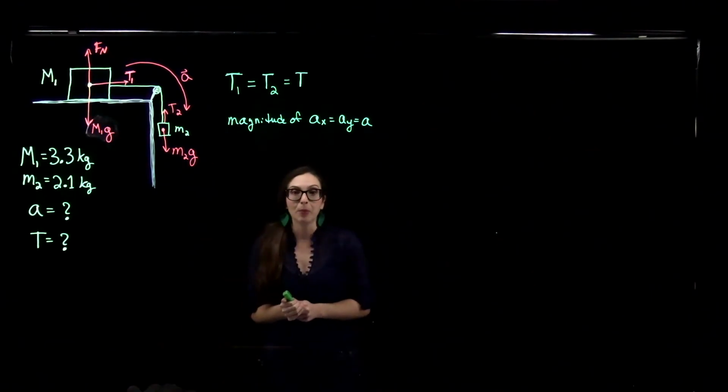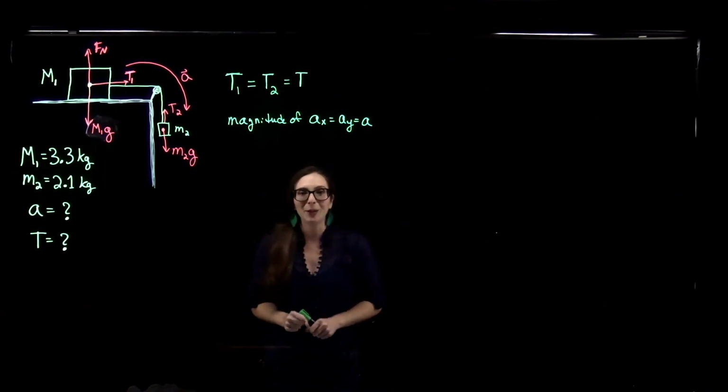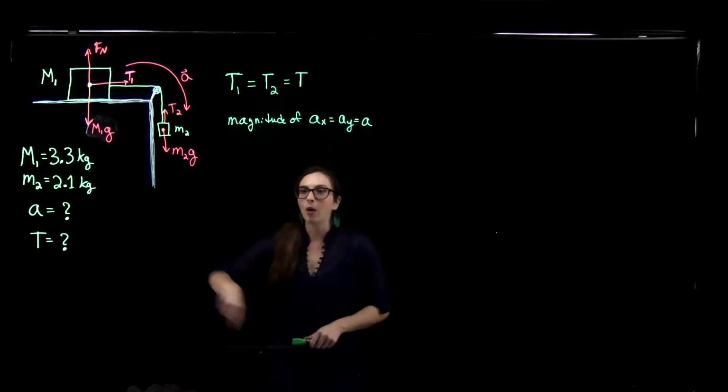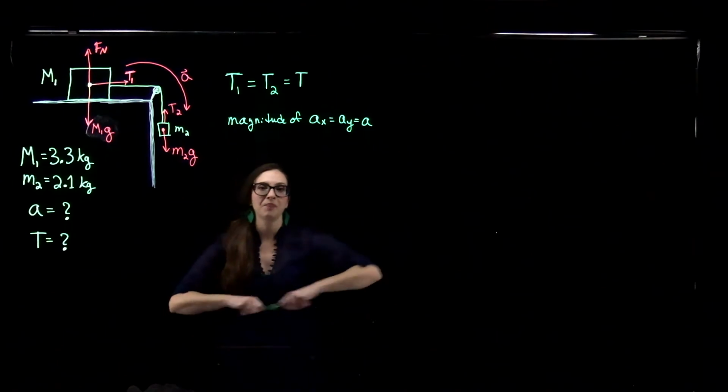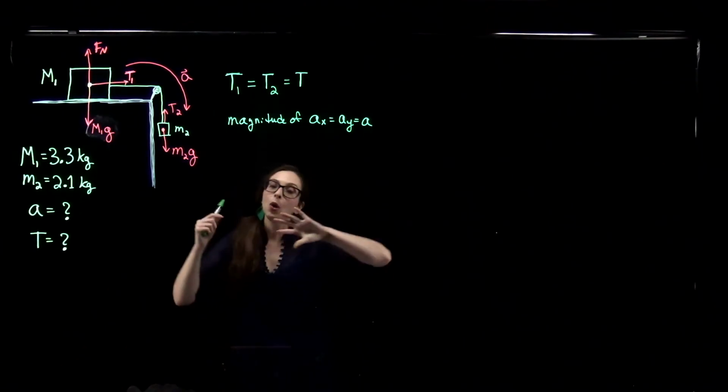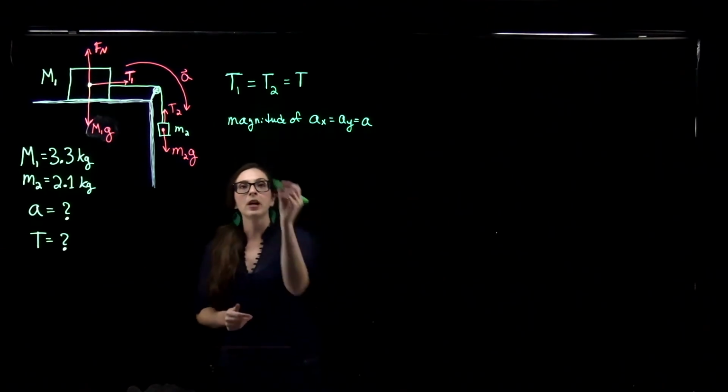Now that we've set up the problem, we can apply Newton's second law. Let's think about our big mass right here. This mass is only moving in the horizontal direction.